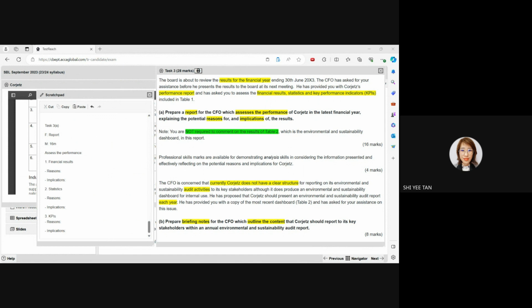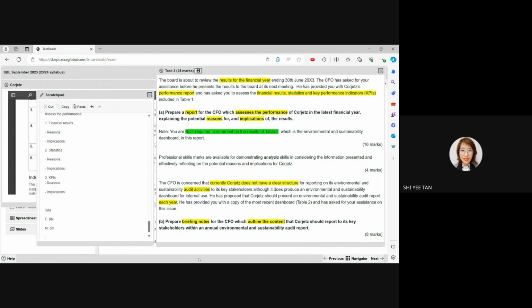So the company does not have a clear structure for how to report the audit activities to its key stakeholders, although it has a dashboard. So the CFO proposed that Corjetz should present the audit report every year, annually. He has provided you with a copy of the most recent dashboard. Then they ask you to prepare briefing notes. Your format is briefing notes.